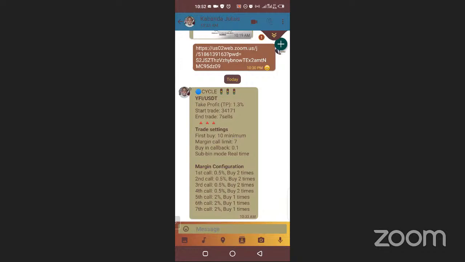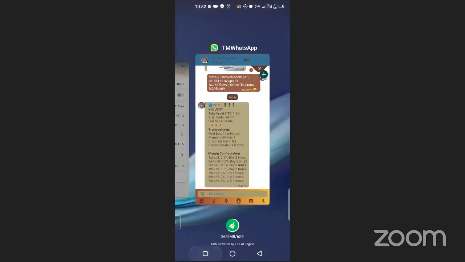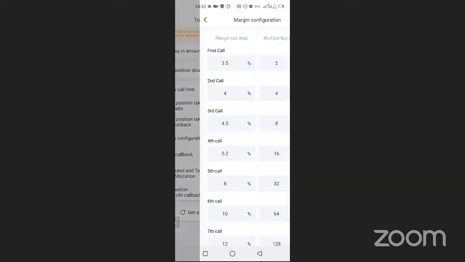Buy in 2 times, 2 times, 2 times, 2 times. Okay, this is 2 times, that is 20, 40, 60, 80. Okay, 1, that is $10. This is also $10. This is $10, so this is 30 plus 80, which is around $110, okay? So this coin will trade a total capital of 110. So I come here to configure.